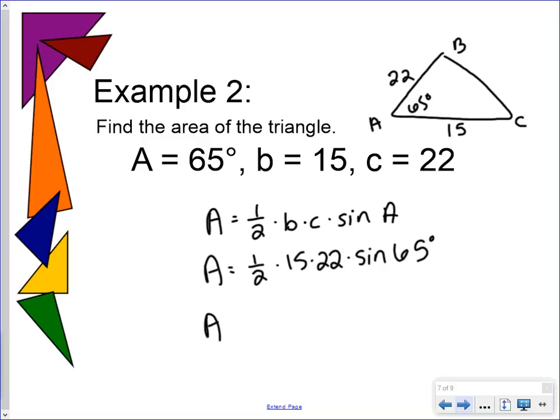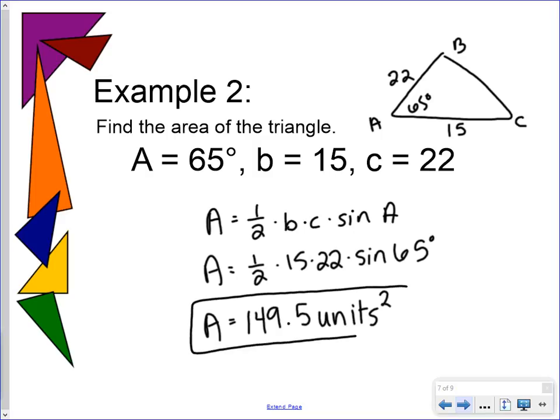Stephen, did you get a decimal for that area? Yep. What'd you get? 149.5. 149.5. Can anybody verify that? And we're always going to do what to areas? Label them. Units squared. If it gave me units, I would use that unit term. So if it gave me inches or feet, I would use that. It does not, so just call it units squared. Make sure your calculator is in degree mode. Any questions with that?